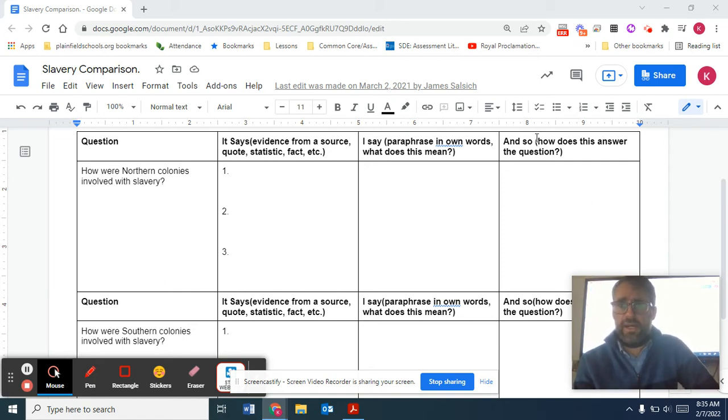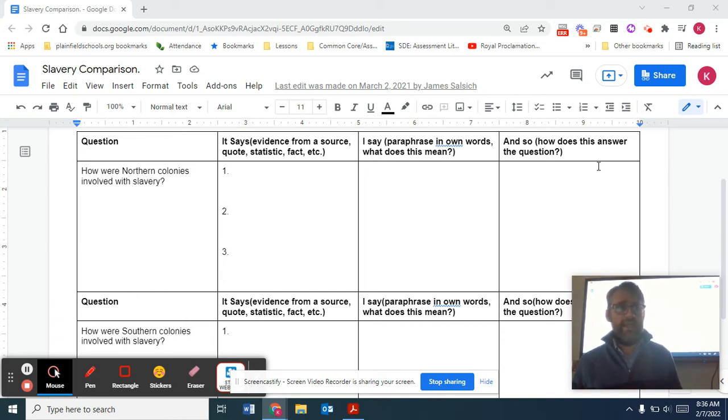And then our final box, the "and so." I like to add the "so what?" You got this great quote, great statistic. How does that answer the question, which is how did the North profit from slavery?